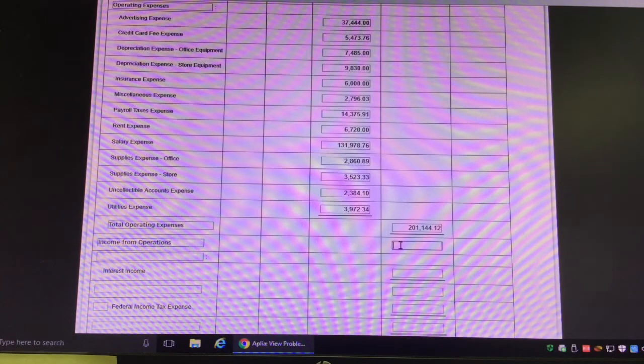Now we do have to incorporate income from operations, so that's going to be our next one. And our income that came from operations was $92,562.29. We do have other revenue, because remember, we do get money from that interest income, and the money that we acquired from interest income was $466.20.